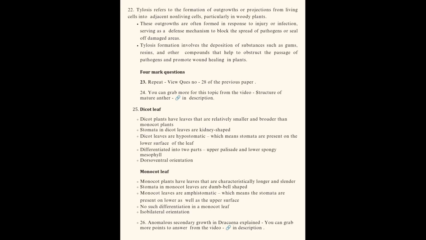Monocot leaves are amphistomatic, which means the stomata are present on the lower as well as the upper surface. No such differentiation in a monocot leaf. Isobilateral orientation. 26. Anomalous secondary growth in Dracaena explained. You can grab more points to answer from the video link in description.